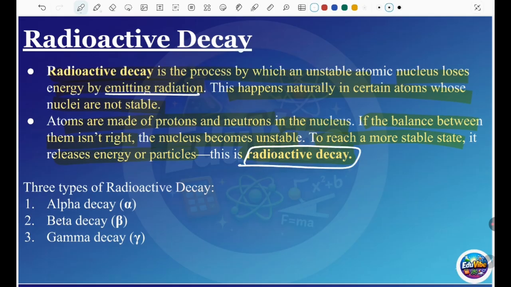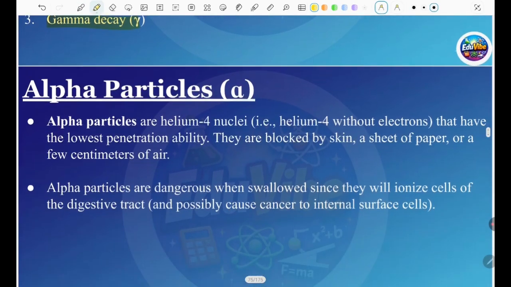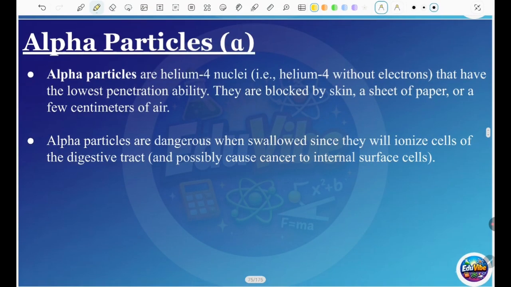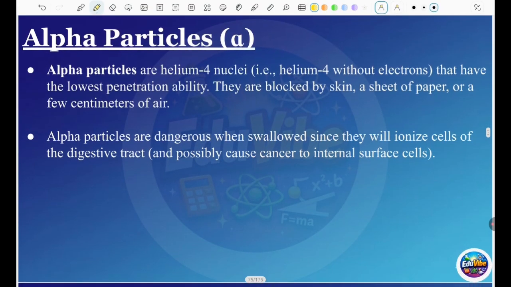There are three types of that. We have alpha decay, we have beta decay. Beta decay has two types, beta positive and beta negative. And last we have gamma decay. We discuss all these decays separately in the theory context for now, and we discuss some other things in the next lesson.